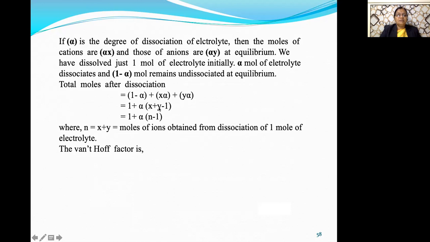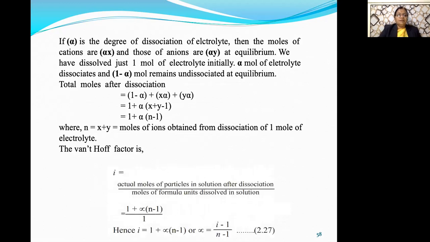Now what is x and what is y? x is the coefficient for the number of moles of cations, and y represents the coefficient for the number of moles of negative ions. Now if we represent x plus y by n, it becomes 1 plus alpha into n minus 1.